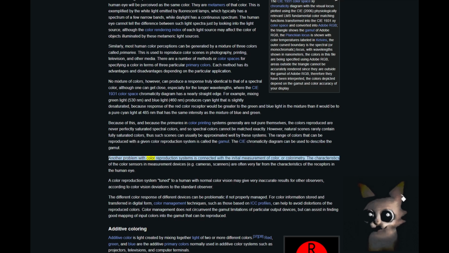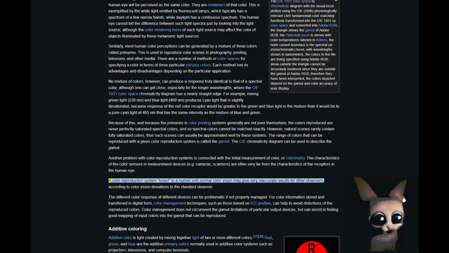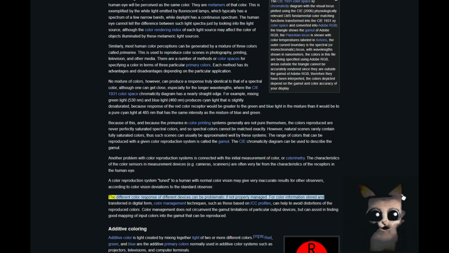Another problem with color reproduction systems is connected with the initial measurement of color, or colorimetry. The characteristics of the color sensors in measurement devices, e.g. cameras, scanners, are often very far from the characteristics of the receptors in the human eye. A color reproduction system, tuned to a human with normal color vision, may give very inaccurate results for other observers, according to color vision deviations to the standard observer. The different color response of different devices can be problematic if not properly managed.